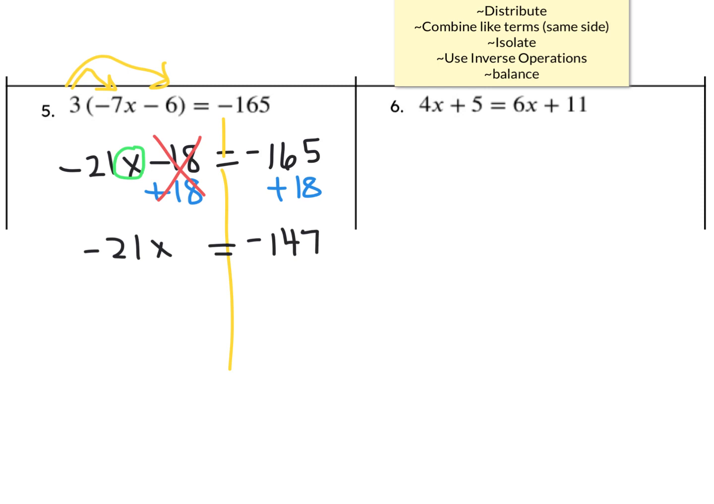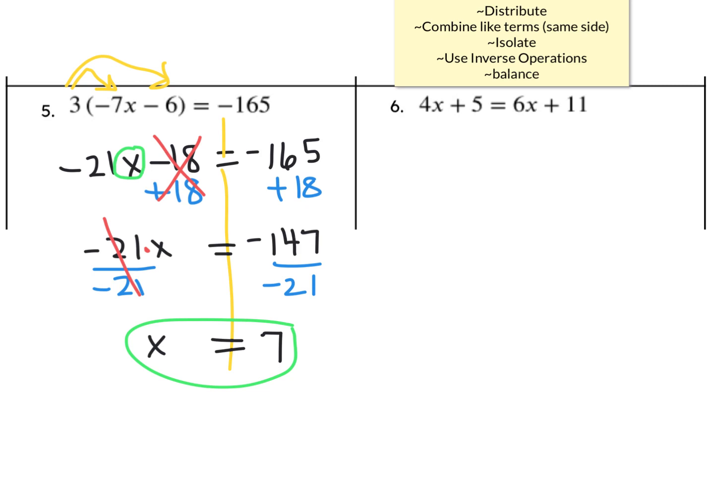Okay, in our final step in solving, use inverse operations. The negative 21 is attached to the x by multiplication. So our final step is to divide both sides by negative 21. That gets the x by itself, or becomes 1x. Remember, 1x is the same as just x. And then a negative divided by a negative is a positive. I'm going to do 147 divided by 21, giving us a positive 7 as our answer.